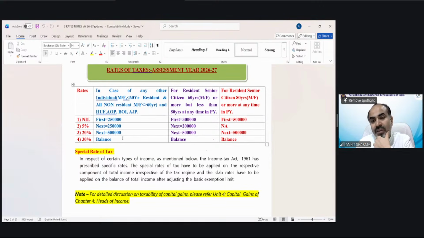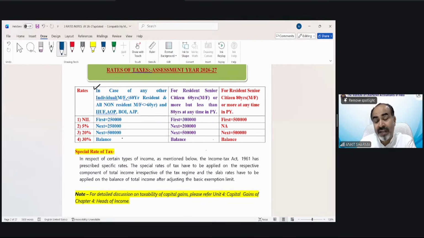Sir, could you please tell me whether it's 60 years equal to or more, or just more than? It's equal to or more. It has been written in the notes. You can go through it. It has been written in detail also over here.